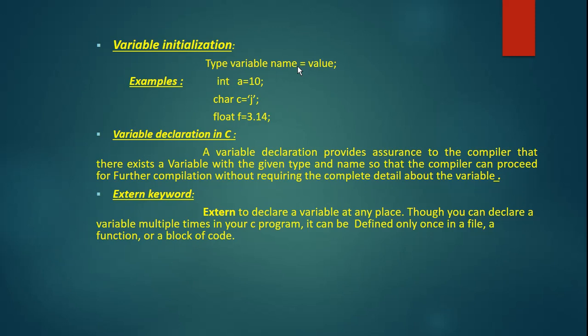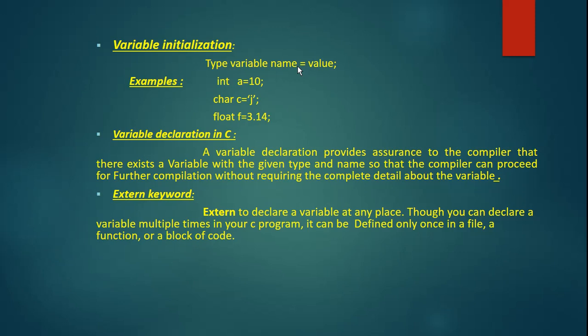Here I am initializing the value 10 to the integer type, whereas characters are data types which are included in single quotes. So here I am assigning the character j to c. Here, char space c is equal to 'j'. So this is the way to initialize a variable.